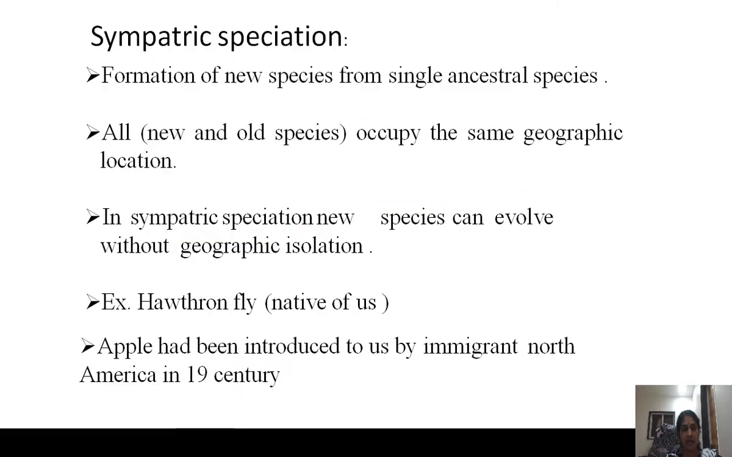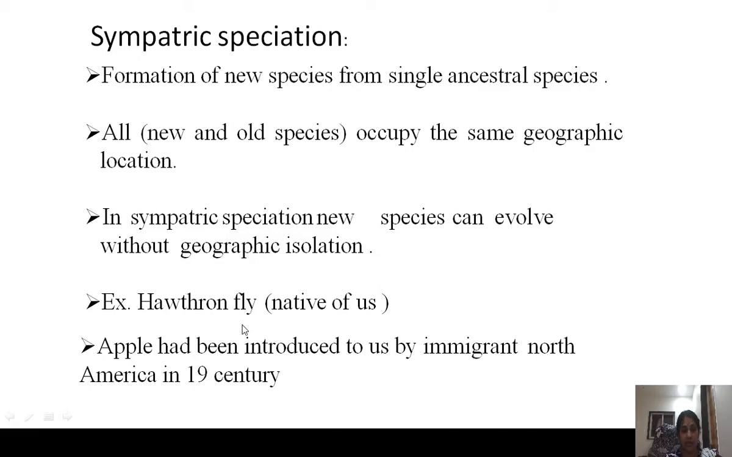Next, sympatric speciation. Again, this word has a Greek origin. Sympatra means living in the same homeland. It is the formation of new species from a single ancestral species. Here the new species as well as the old species occupy the same geographic location. So in sympatric speciation, new species can evolve without geographical isolation.